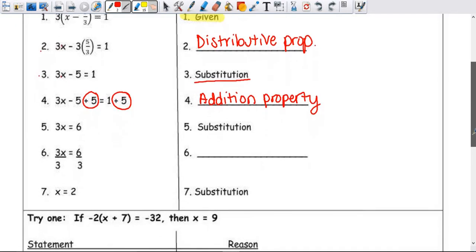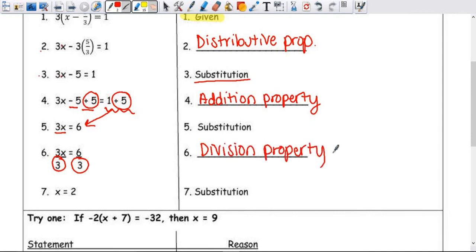All right. And next, again, we have that substitution property because minus 5 plus 5 is 0, so I'm left with just a 3x. And then 1 plus 5 became 6, so we substituted the equivalent values in. All right, and then next, we have divided by 3 on both sides of our equation. So we have the division property. And we end up at our answer, x equals 2. And that is by substitution because 6 divided by 3 equals 2.